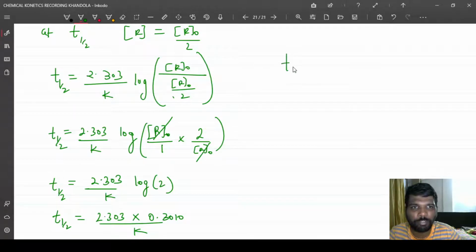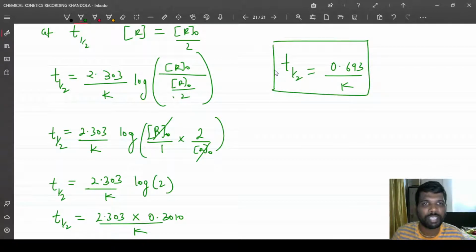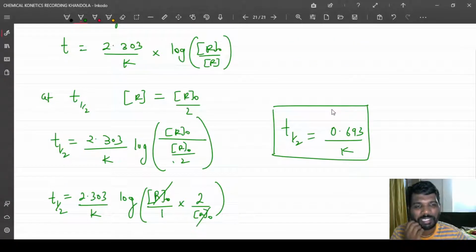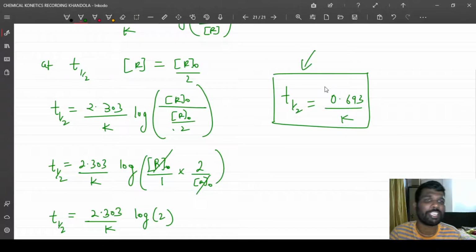Okay. T half I am writing. So T half is equal to 0.693 upon K. So what does this say? What does this have to say about a reaction? T half, the half-life of a reaction for a first order reaction. For the first order reaction, we can say that by looking at this, T half is independent of the initial concentration of the reactant.